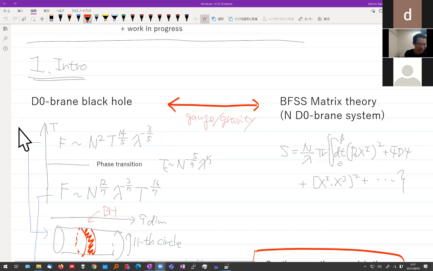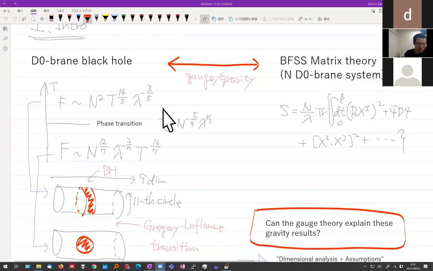Established relation. We have some differences, a gravity picture and a gauge theory picture. The question is whether this gauge theory can reproduce the black hole result. Today I focus on the D0-brane setup. On the gauge theory side, we consider the so-called BFSS matrix theory, and on the gravity side, type IIA or M theory. The question is whether, using this BFSS matrix theory, we can explain this kind of black hole result.